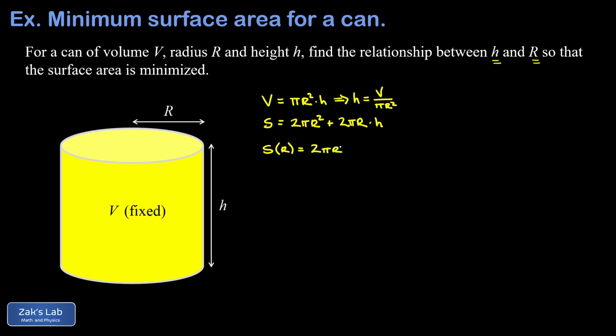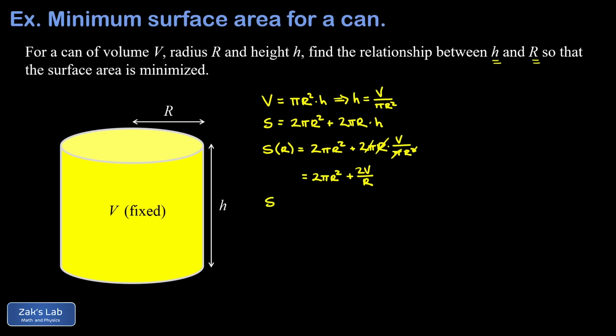So I have a 2 pi r squared for the first term. And then for the second term, making the substitution on h, I have 2 pi r times v over pi r squared. And the pi's are going to cancel there, and one factor of r is going to cancel. And so my surface area as a function of r only is going to be 2 pi r squared plus 2v over r. So everything is constant in there except for r.